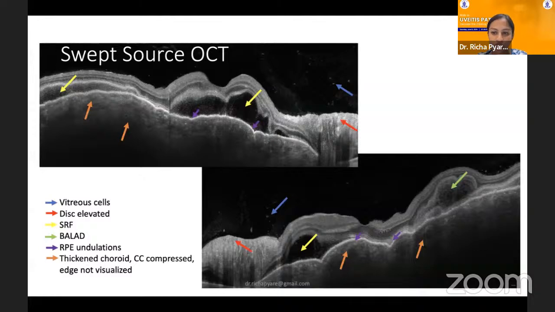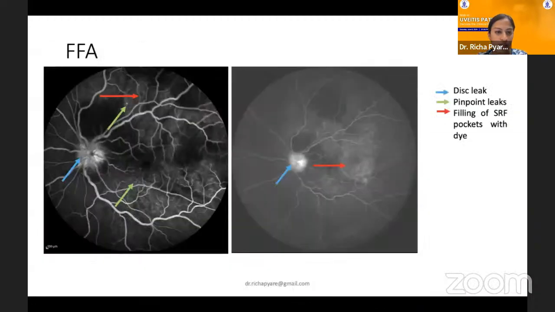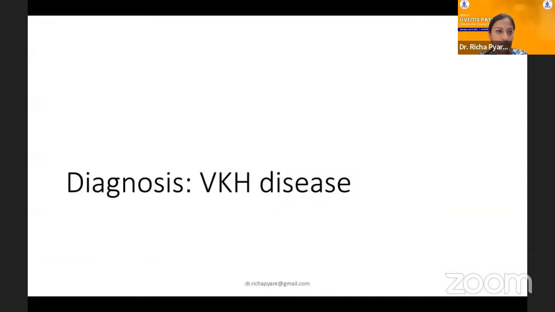The blue arrows demonstrate the vitreous cells, the elevated disc, the subretinal fluid marked out by the yellow arrows, the bacillary layer detachment marked out by the green arrow, RPE undulations because of the gross choroidal thickening, and the choriocapillaris compression. So all of these findings again are confirming our diagnosis of VKH. The FFA is showing some pinpoint leaks and filling of the SRF pockets with dye. There is a disc leak. So our diagnosis is firmly VKH.